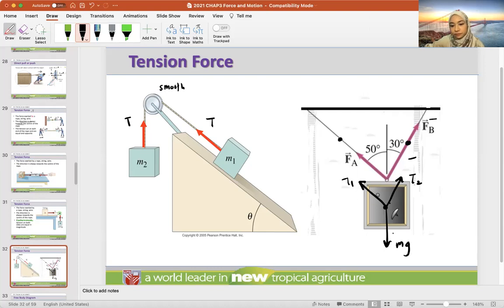Reaction force. No. Tak ada because there's no contact. Again, friction dengan normal force, dua-dua kena ada contact. Baru dia jadi. Kalau tak ada contact, tak ada lah, okay? No contact juga, betul. So we only have tension and also the weight, the gravitational force. Gravitational force is a non-contact force, therefore it always exists even though there's no contact.